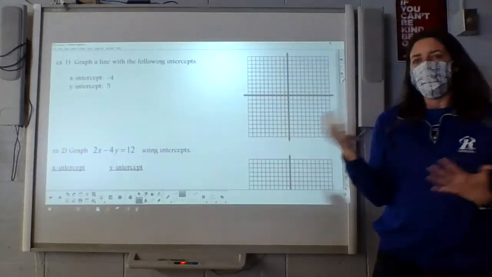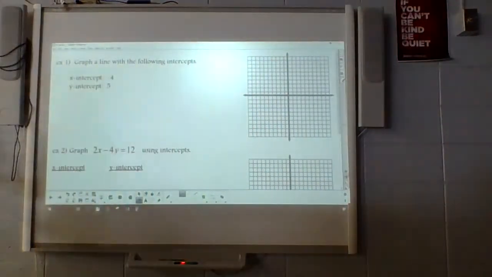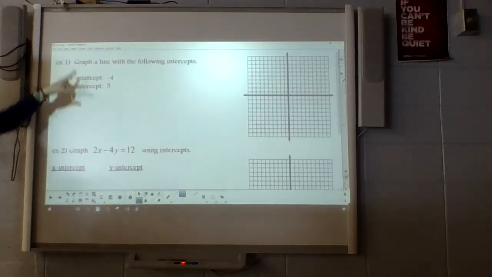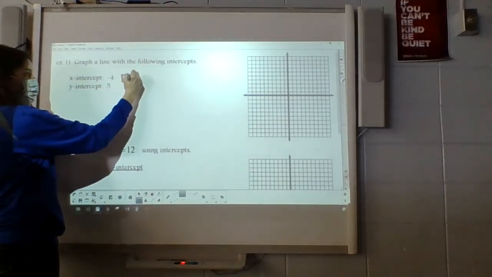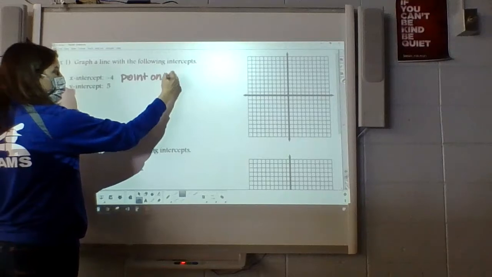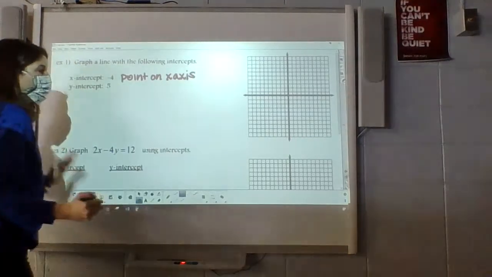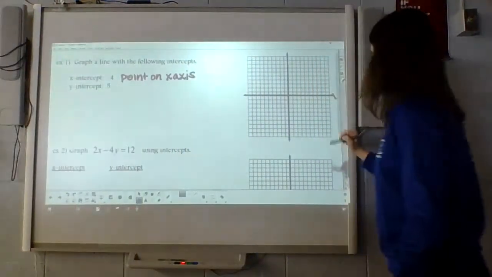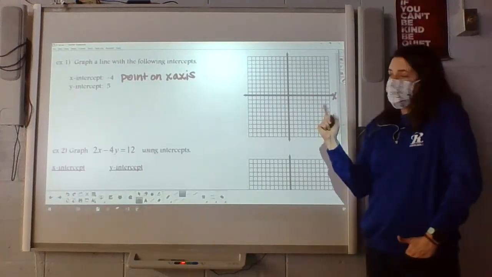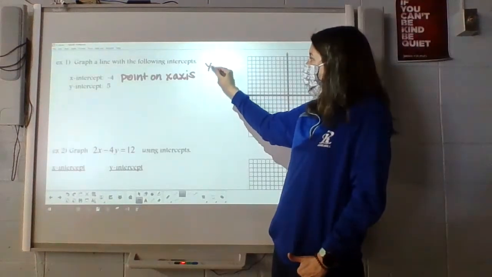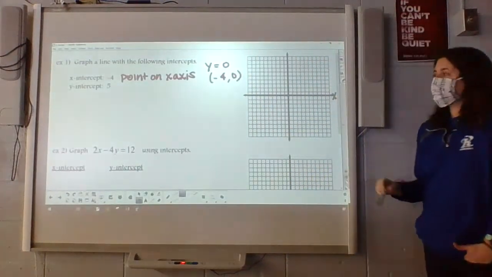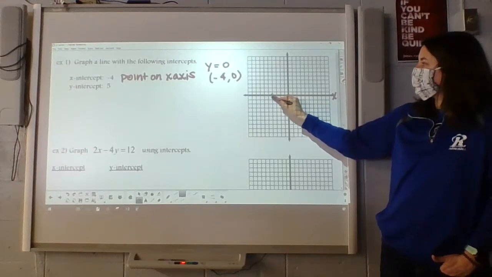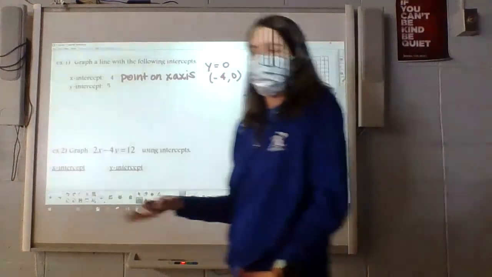So this first one is asking us to graph the line that has an x-intercept of -4 and a y-intercept of 5. So just reminding ourselves that x-intercept is a point on the x-axis. So it's on the x-axis, which is this one. So at -4, but if you want to think about that, remember that means y equals 0. So this point would be -4, 0.